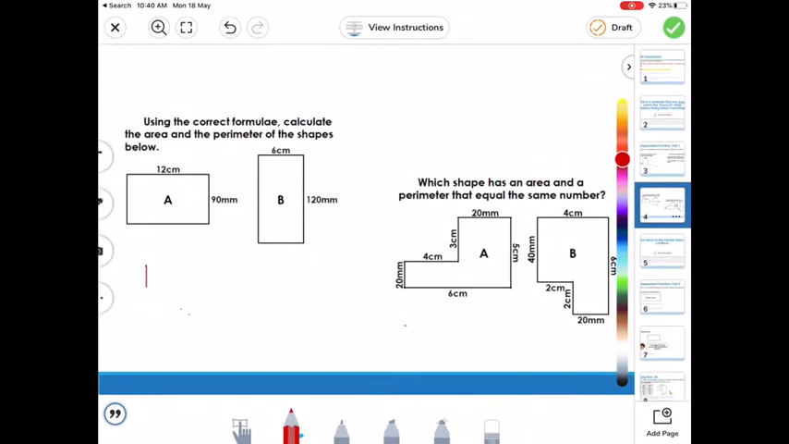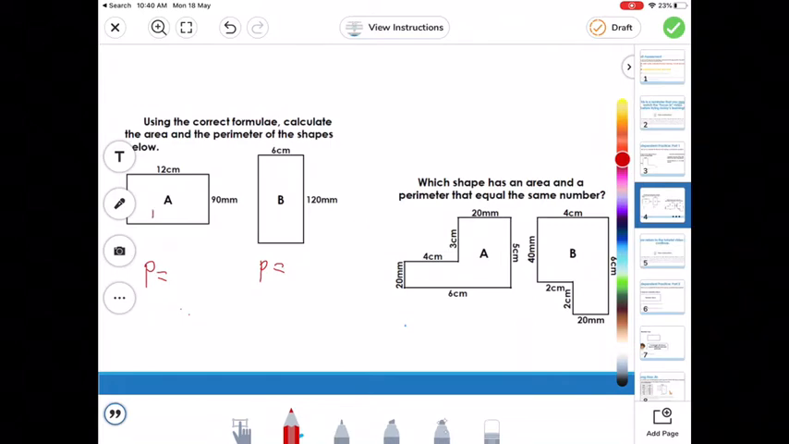Oh, I forgot to work out the perimeter of these shapes here. So if this side is 12, this side is 12 centimeters. This is 9 centimeters. This is 9 centimeters. 12 and 12 is 24. Add 9, 33. Add another 9, 42 centimeters. This shape here, this will be 6. If this is 12 centimeters, this is 12 centimeters. 12 and 12 is 24, plus 6, 30, plus 6, 36 centimeters.